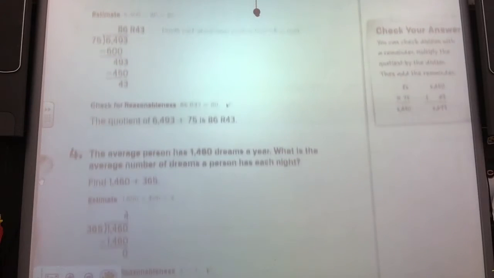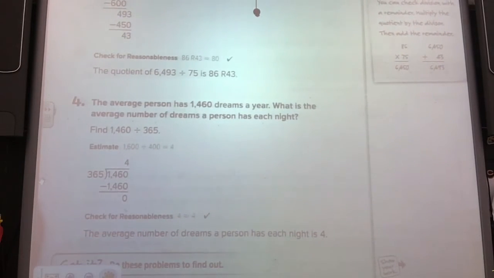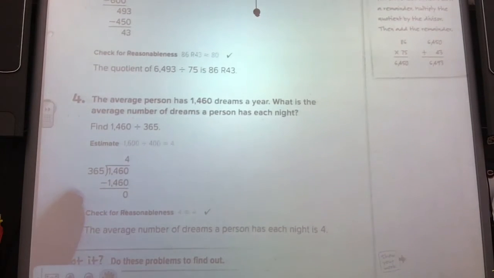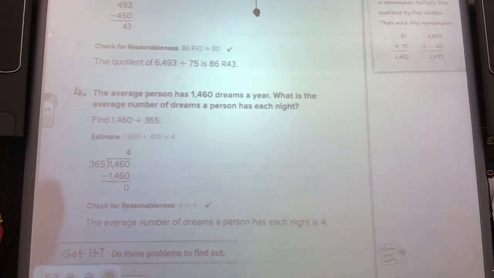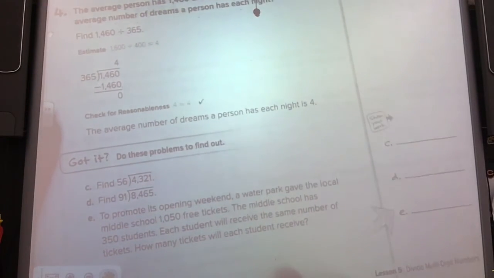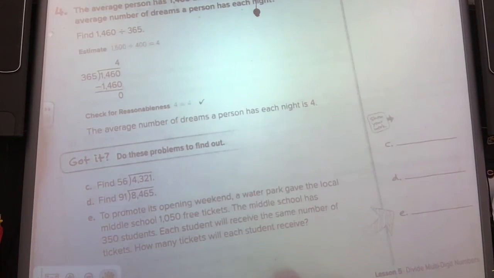All right, down below, they give us another problem, 1,460 divided by 365. And it's asking for the average number of dreams a person has each night. Okay, and they got lucky here because 4 times 365 is 1,460, and you end up with a remainder of 0. All right, I'm going to do these with you, and I am not going to use any calculator or a cheat with an answer key. I'm going to just guess and check like you would and see what I come up with, okay?